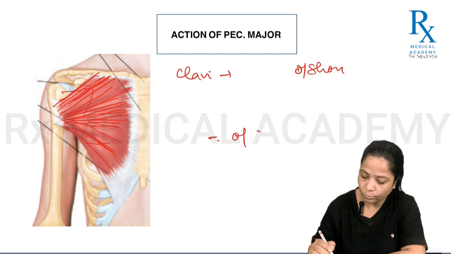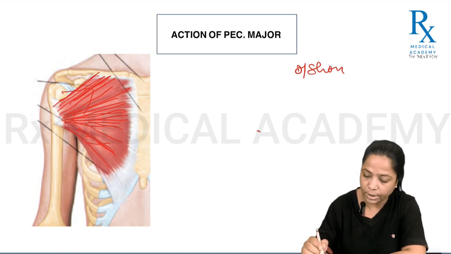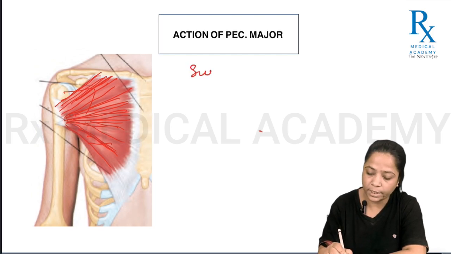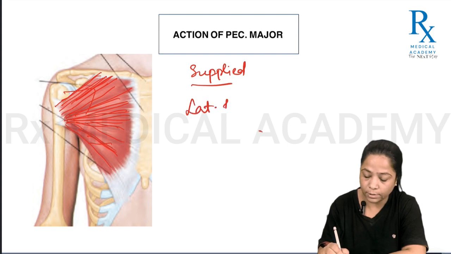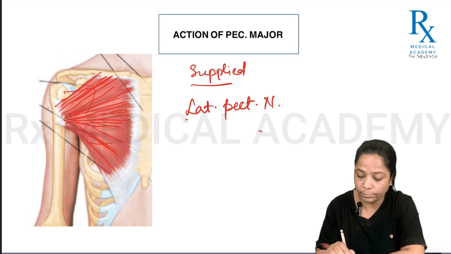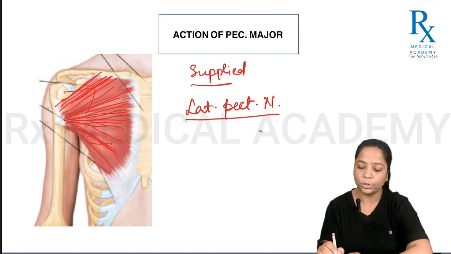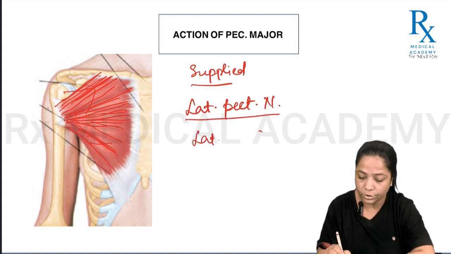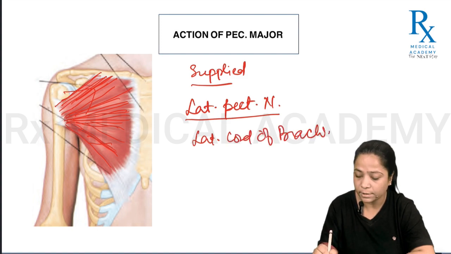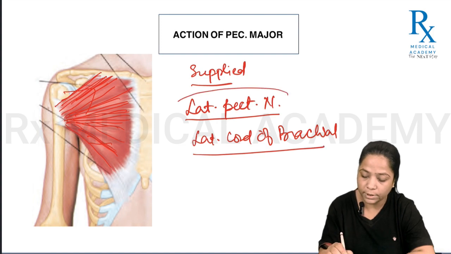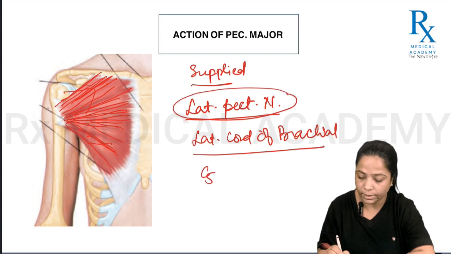Now we will see what is the nerve supply of this pectoralis major muscle. So pectoralis major muscle is supplied by the lateral pectoral nerve. So this nerve we have already discussed in the brachial plexus chapter. The lateral pectoral nerve is a branch of the lateral cord of the brachial plexus, and the nerve root value for this lateral pectoral nerve is C5, C6 and C7.